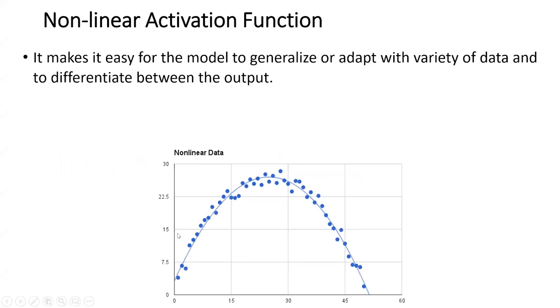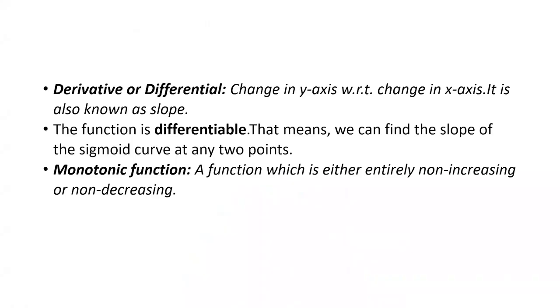Okay. Since this is not linear, we have to actually look into the slope as well, right? So at each point, we will calculate the slope in order to make sure that our activation functions are working in a proper way. And the third one is the monotonic function, which is a function that is either entirely non-increasing or non-decreasing. That is called a monotonic function. We'll come to that again.